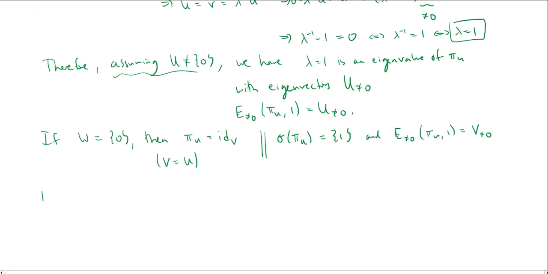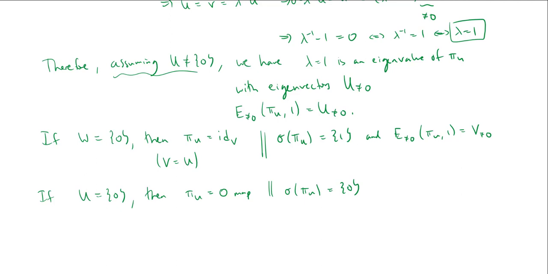And what if u was equal to 0? So if u is equal to 0, well then all we have is the w, which means when you project onto u, you get nothing. So then pi u, what does it do? It's trying to send it to the u component, of which it's just 0. So this is the 0 map, which means that everything is getting mapped to 0. So in this case, the set of eigenvalues is just going to be 0. And the eigenvectors are just going to, again, be everything which is not equal to 0. They all get mapped to 0. So there we go. Those are the two degenerate cases. I hope this is helpful, and we will see you next time.